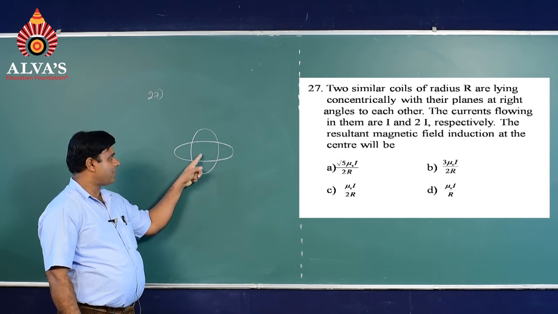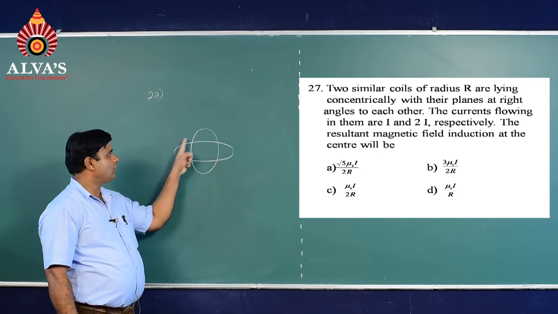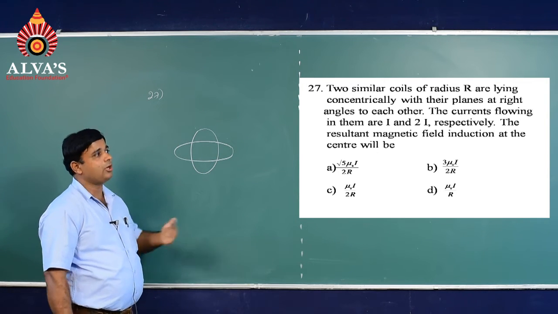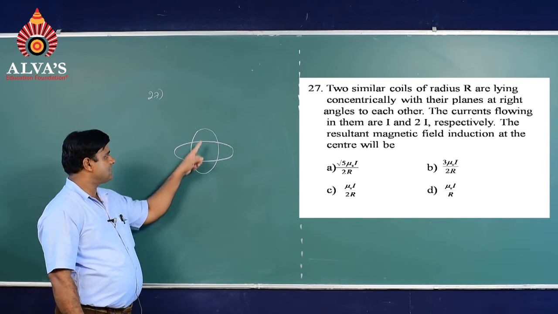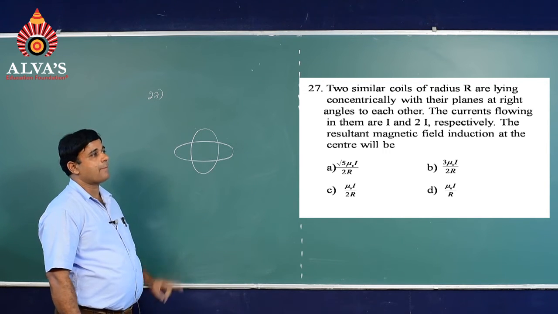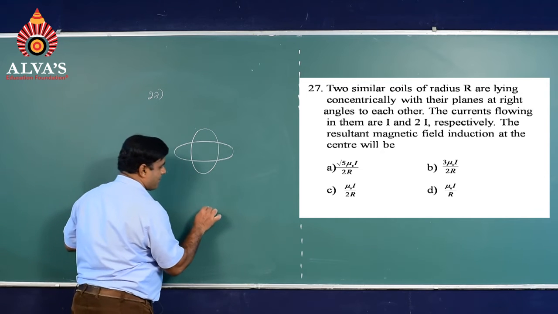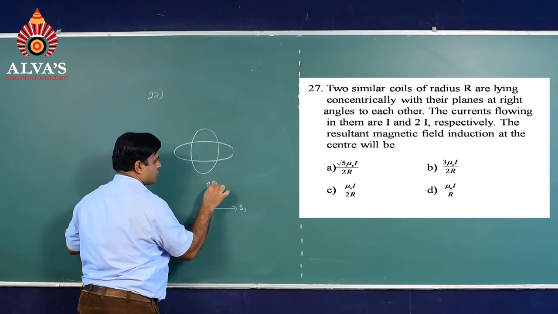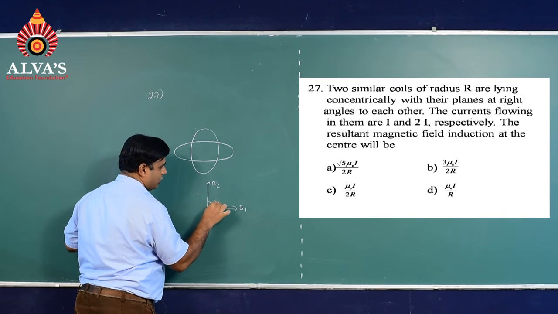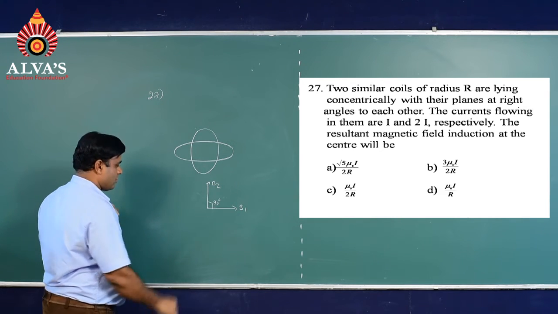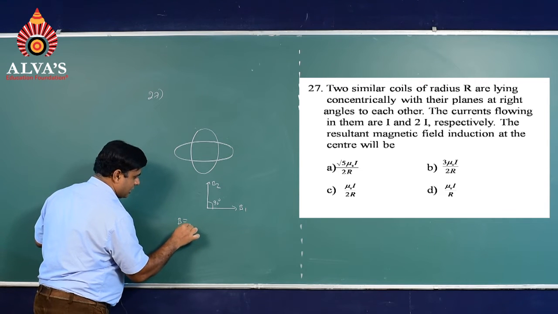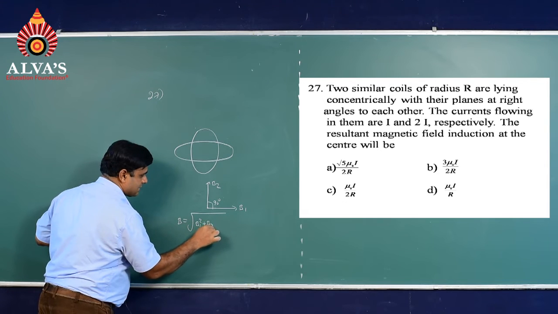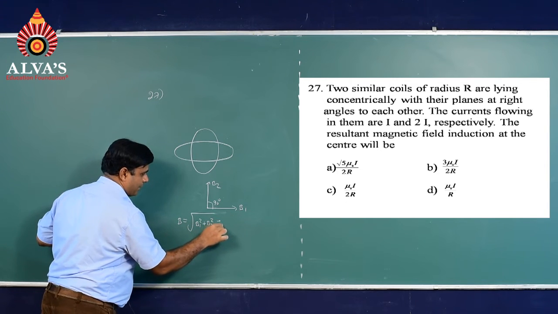Whenever planes are perpendicular, current flowing through a loop produces a magnetic field which is perpendicular to its plane. Since the planes are perpendicular, the magnetic fields are also perpendicular. So, if one produces B1, another produces B2, they are perpendicular to each other. Therefore, the resultant magnetic field should be root of B1 square plus B2 square.